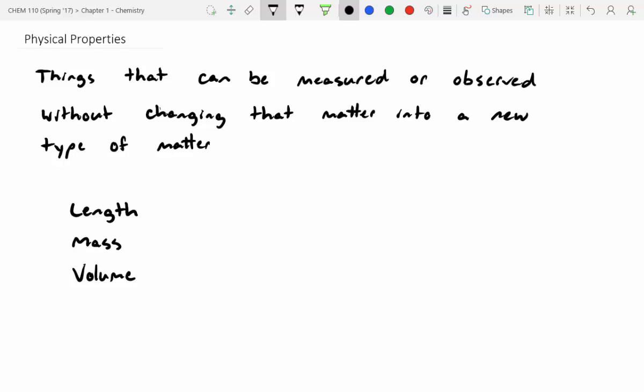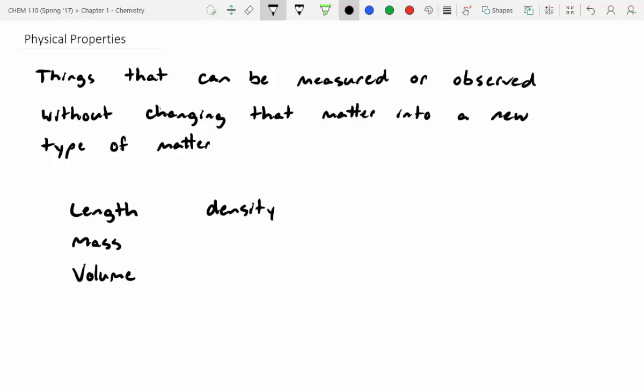Does anybody have another one? Density? Yeah, so density is important, and that's related to our first lab that we're doing with pennies. How do we measure density? Does anybody know? Mass over volume, and we'll review that a little bit too in case some people are unfamiliar with it. What's another thing we can measure?